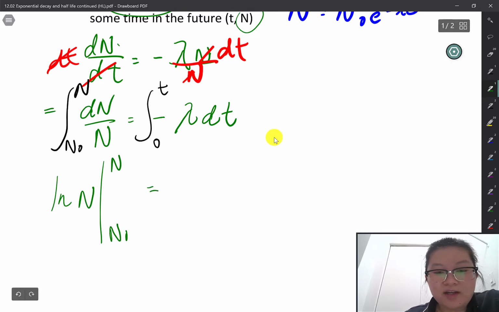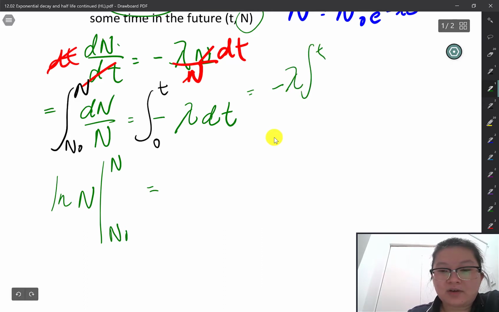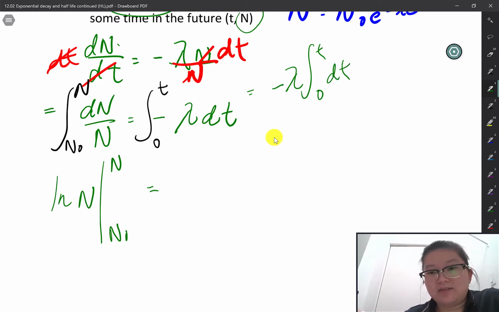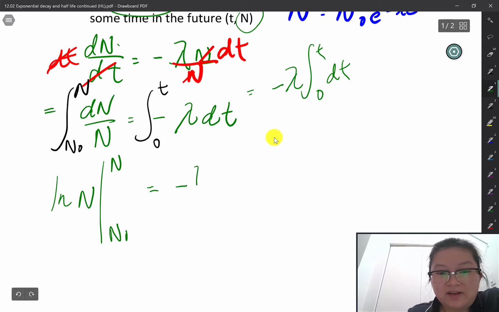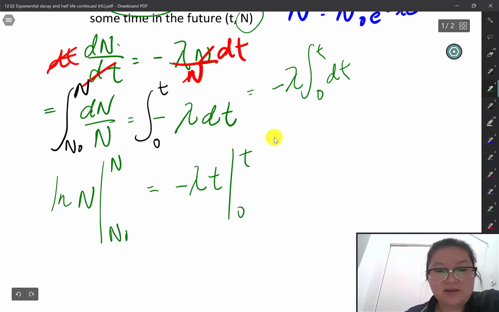The other side, we're going to integrate time. But before we do that, we know that lambda here is a constant. We can just put negative lambda on the outside and just integrate from 0 to t for dt. And that's just t, essentially. So we have negative lambda t, integrating from 0 to t.